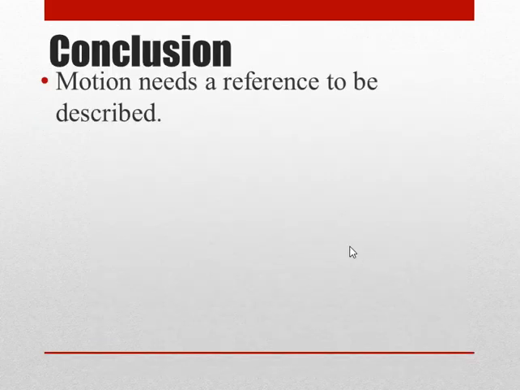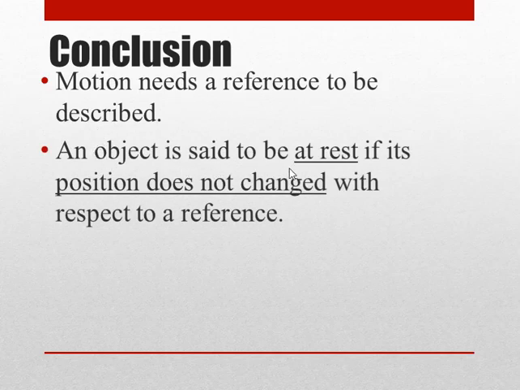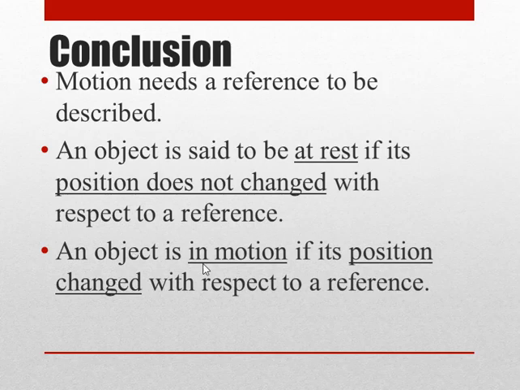Conclusion. Motion needs a reference to be described. An object is said to be at rest if its position does not change with respect to a reference. An object is in motion if its position changes with respect to a reference.